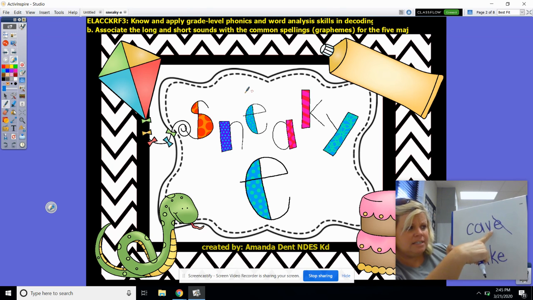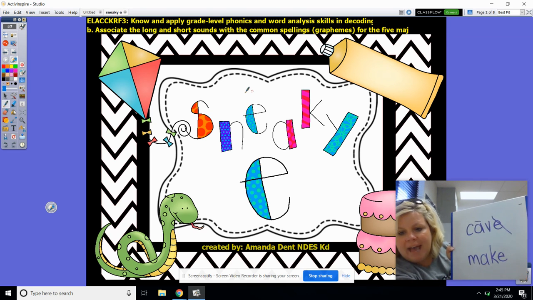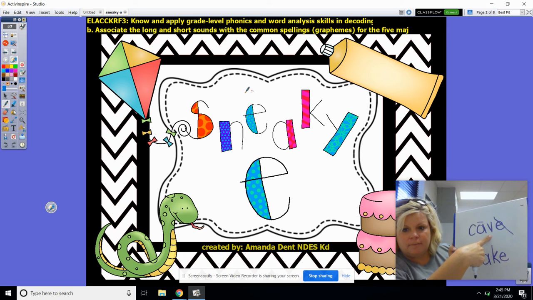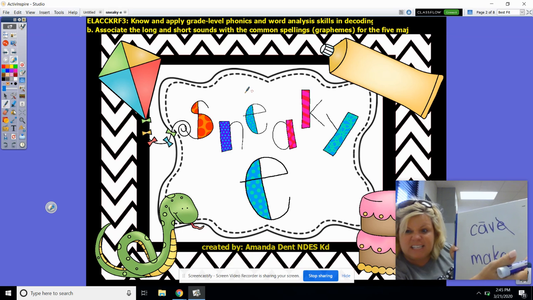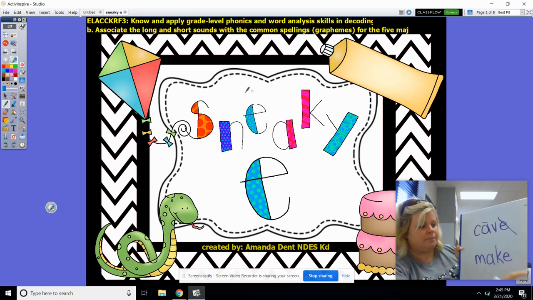Is there a consonant between the sneaky E and the vowel? Yes. What is the consonant? It's a V. So when a vowel has a consonant and a sneaky E after it, it's long, and we have to code that vowel with a macron. So this word is cave. Kind of like when we were talking about bats and living in a cave. Cave, cave, cave.